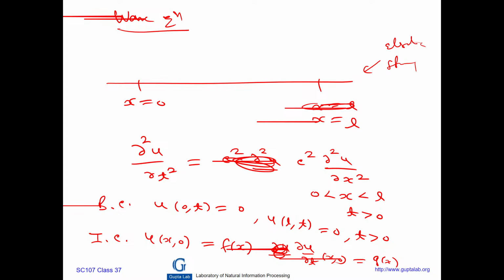So again, what I need to do here, I am going to again assume that suppose u(x,t) is only function of x.